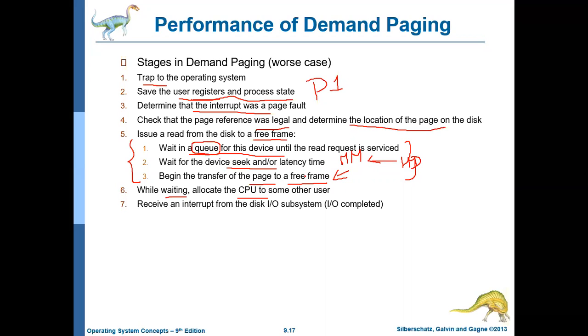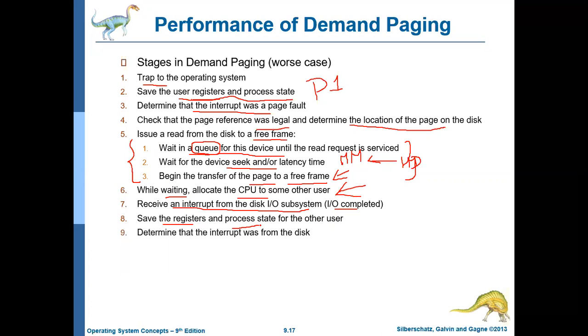Once this process is completed, once again an interrupt will be generated from the disk IO system, which states that whatever IO you previously initiated to move the frame from the hard disk to the main memory is now completed. Once that IO is completed, if meanwhile the CPU is executing some other process, because during this IO the CPU is waiting, then save the registers and process state of that particular process. And then determine whether this interrupt which was previously created is from the disk.